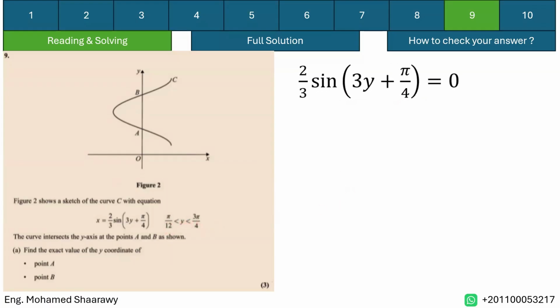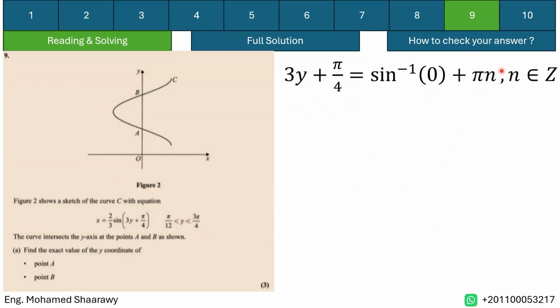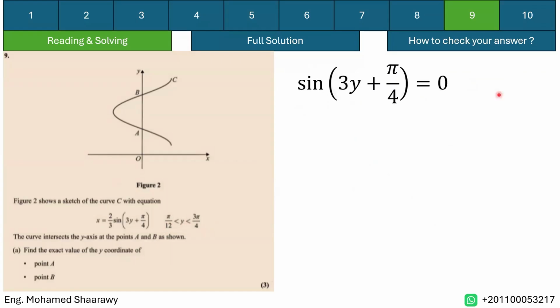So I divided both sides by 2 over 3. I can now do the shift sine. So why did I add this time pi n, not 2 pi n? Actually, because if you ask yourself, when does the sine give you zeros? This actually occurs every 180 degrees. So for example, if I drew something like this, this is the sine wave.